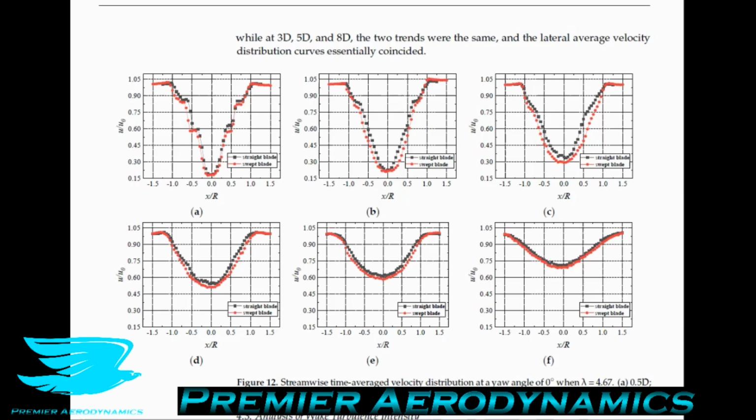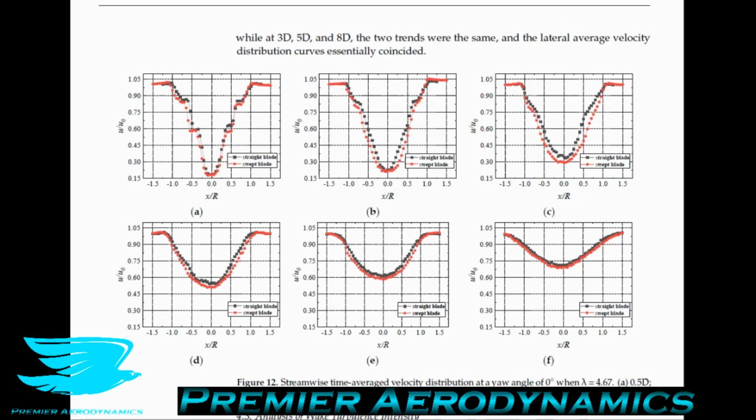The streamwise time average velocity distributions at different sections of the wake area basically presented a symmetrical distribution along the center line of the rotor. As the wake continued to develop downstream, the velocity distribution gradually changed to a V shape. So in other words, behind the turbine, the closer you get to the hub, the greater the velocity deficit, and the further away you get from the hub, the less the deficit. So you get this V shape in the wake.